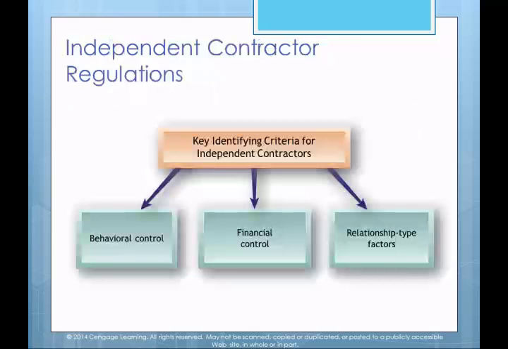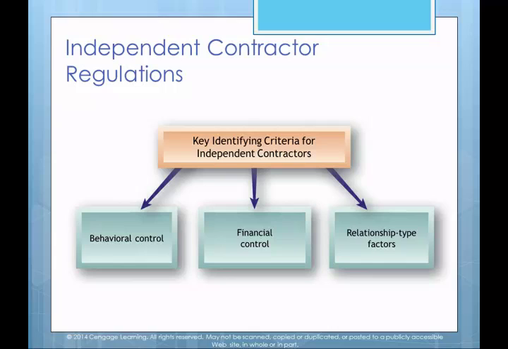Now, this is important, and the chart is more detailed in your book, but these are the key identifying criteria for independent contractors. And the big case here, 20-something years ago, was Microsoft. Microsoft, when it started the company, hired a lot of independent contractors, and they had very few employees, and they ended up suing and getting back wages and back stock and back benefits because the courts found that they truly were employees and not contractors.